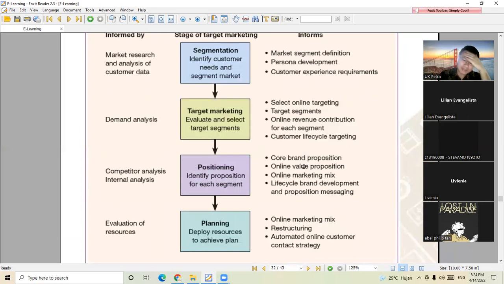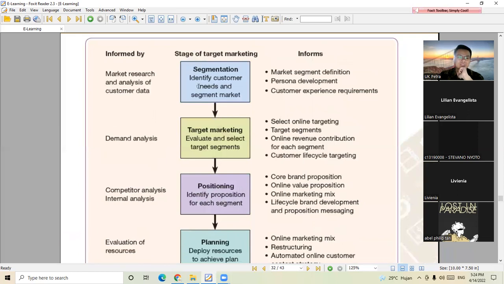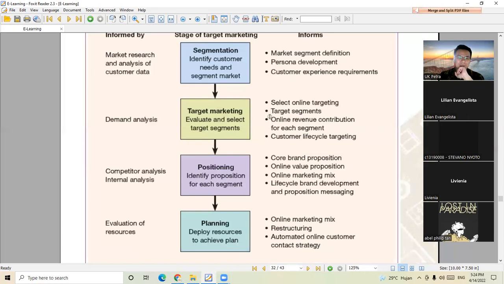For your final project, you have to do this STP. I give you some kind of clue, so you can start learning how to conduct STP properly from now. The segmentation, the target marketing, positioning. If you try googling, you should be able to find a lot of examples about STP, how businesses create their STP and do the analysis properly: segmentation, targeting, and positioning.